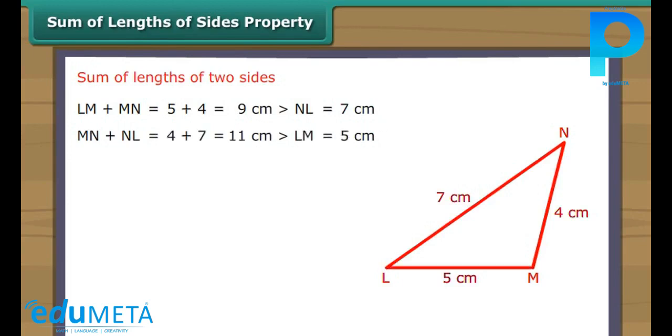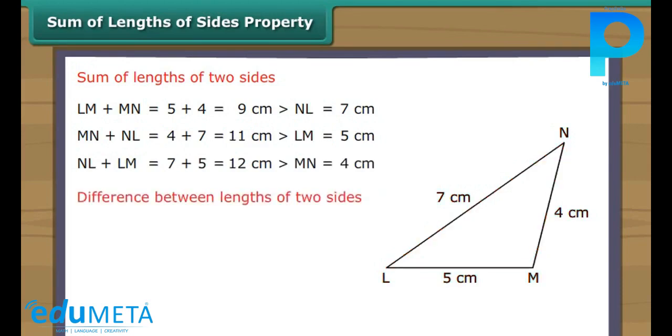MN plus NL is equal to 4 plus 7, which equals 11 cm, which is greater than LM, which is 5 cm. NL plus LM is equal to 7 plus 5, which equals 12 cm, which is greater than MN, which is 4 cm. Now let us look at the difference between the lengths of two sides.